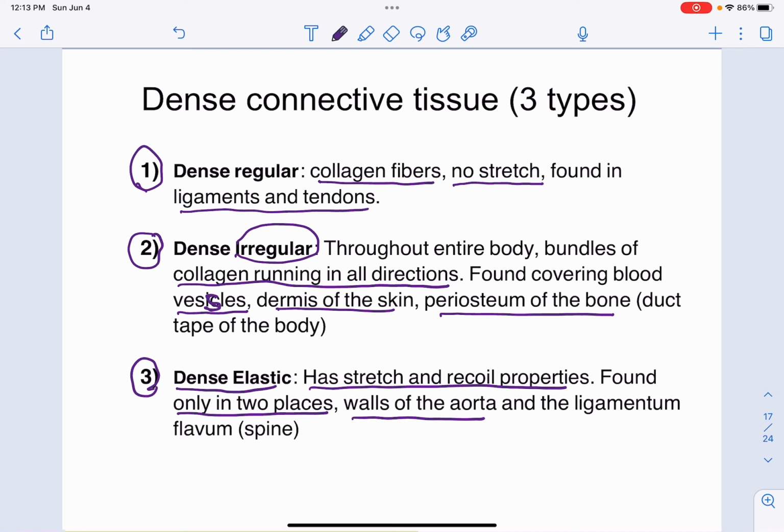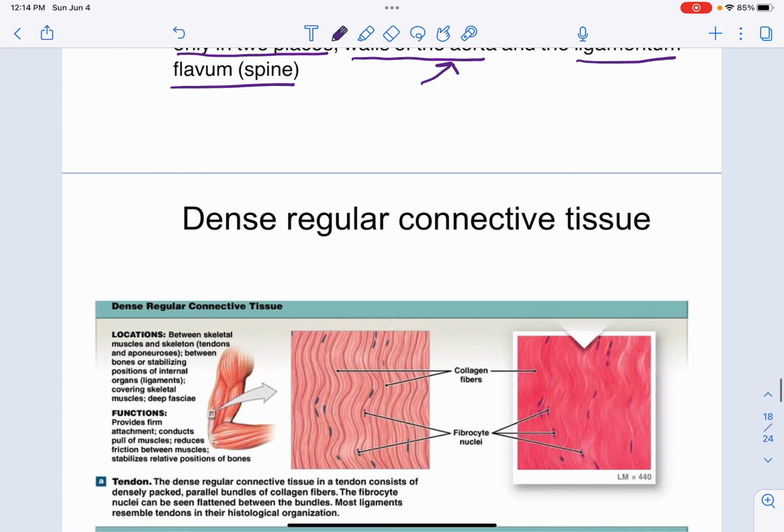back into place. And then there's also, which is probably the easier one to memorize in terms of a location, a ligament that runs along the spine called the ligamentum flavum. And I will show you where that is and what it looks like, and that is made up of dense elastic connective tissue. So let's go ahead and take a look at all of these.